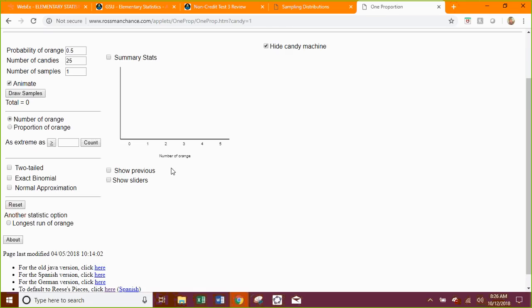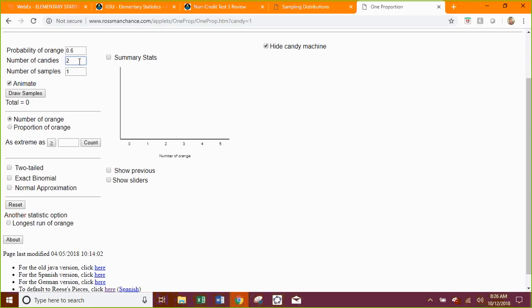Going to proportions. With proportions, one of the things we have to guarantee for an approximately normal sampling distribution is that n times p and n times 1 minus p are at least 10. So let's just define our probability as 0.6.